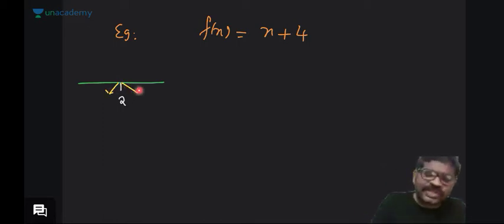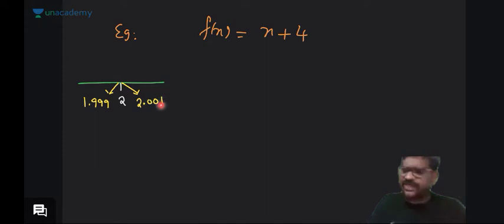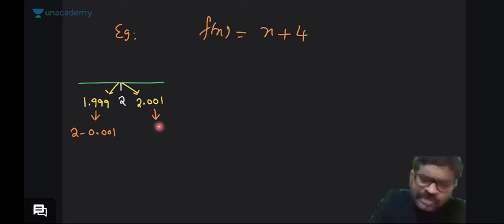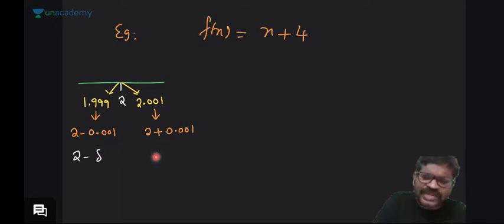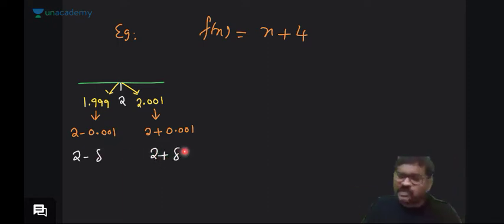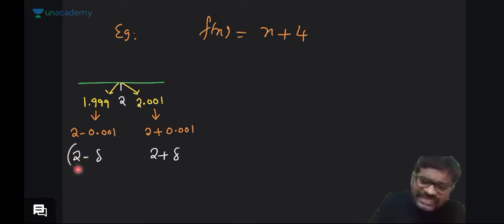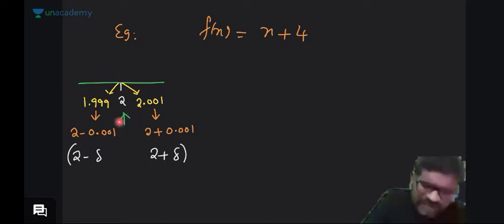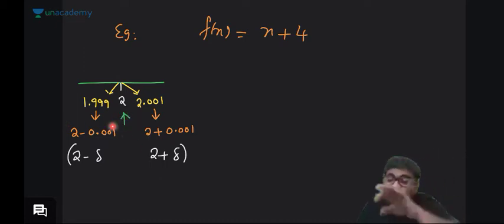If x is closer to 2, left side 1.999, right side 2.001 if I take. So here 1.999 is nothing but 2 minus 0.001. Sir, what is 2.001? 2 plus 0.001. Concentrate here. This is nothing but 2 minus delta. This is nothing but 2 plus delta. So what does it mean? A lies between 2 minus delta to 2 plus delta. Sir, what is A? A is 2. 2 is in between 2 minus delta to 2 plus delta.